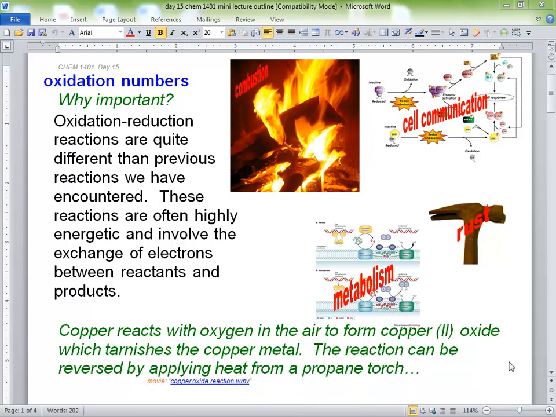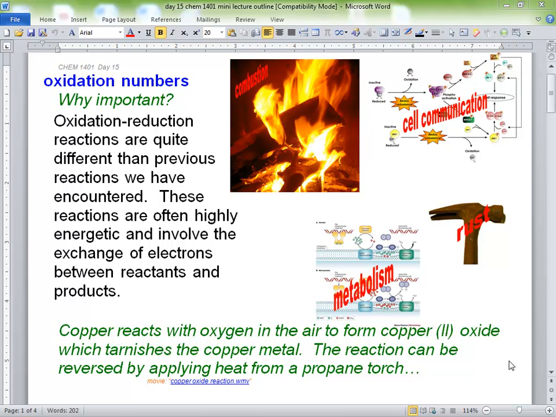A new class of reactions for us is these oxidation reduction reactions, and they're really common. It's like whenever anything burns, what's going on inside your body with cells or metabolism, common things like rust. These oxidation reduction reactions are everywhere. But what drives them is the transfer of electrons from one reactant to the other reactant. That's what drives them.